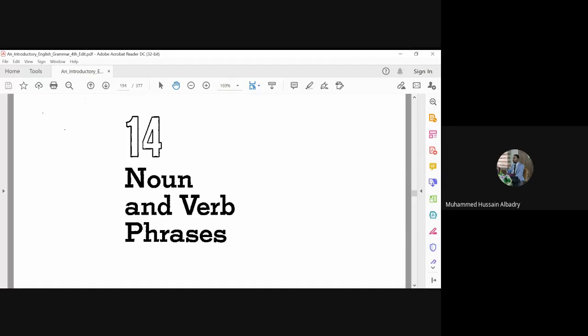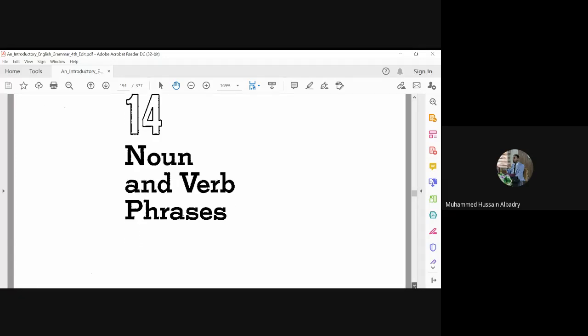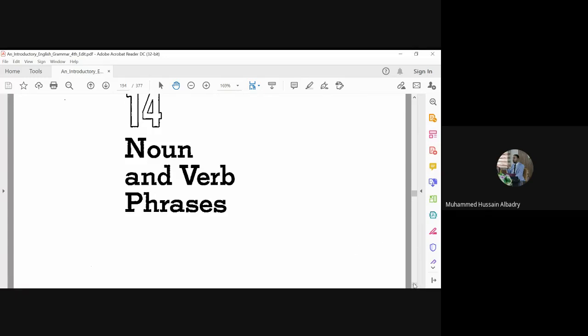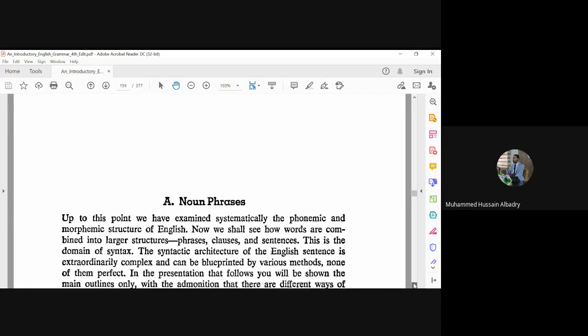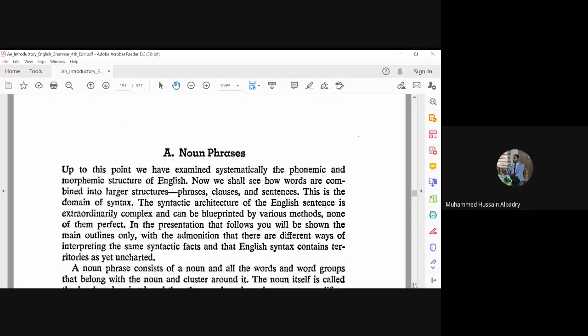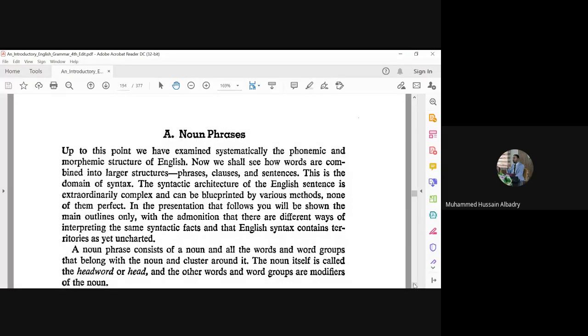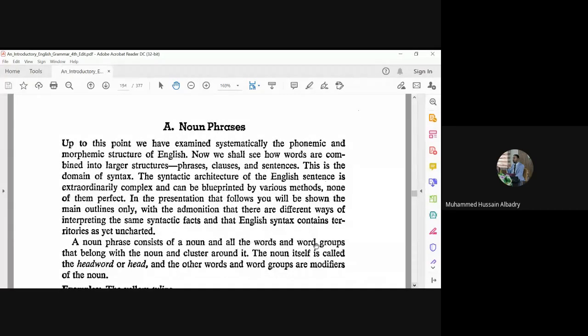Okay. So today we have chapter number 14, noun and verb phrases. Noun phrase and verb phrase. It is very important to understand noun phrase and verb phrase and the difference between them. What is noun phrase and what is verb phrase? I will read this and I will explain certain points.